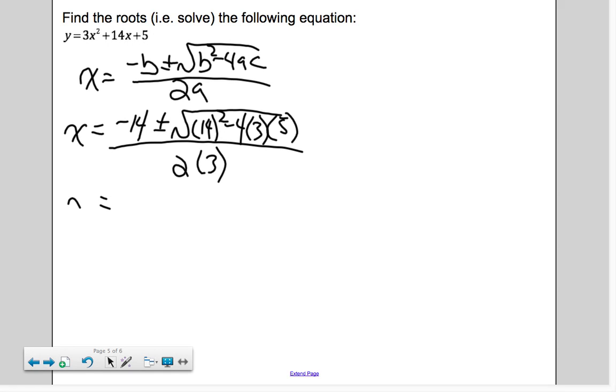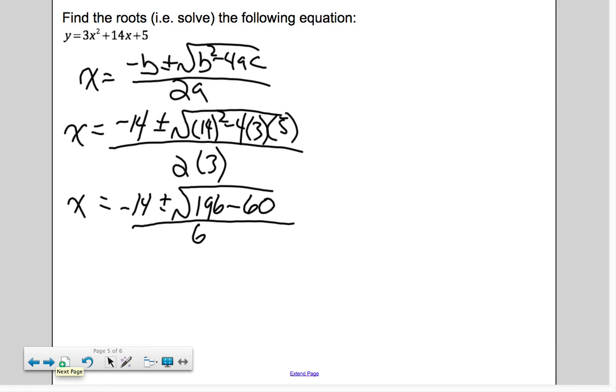So x is equal to minus 14 plus or minus the square root of, what's 14 squared? 196. Minus 4 times 3 is 12, times 5 is 60, all over 6. So x is equal to minus 14 plus or minus the square root of 196 minus 60, which is 136, all over 6.